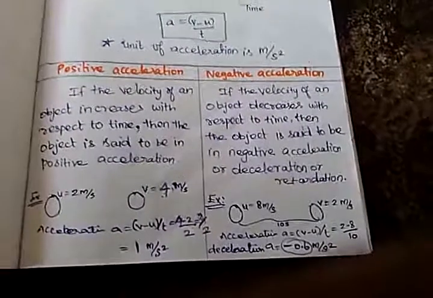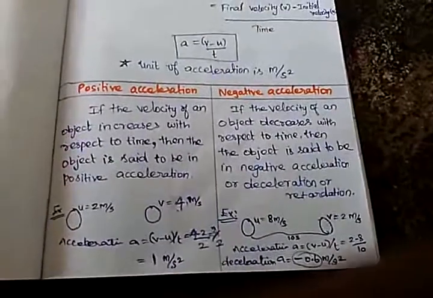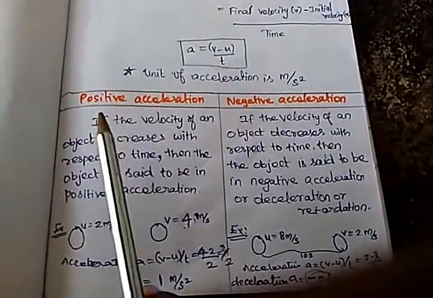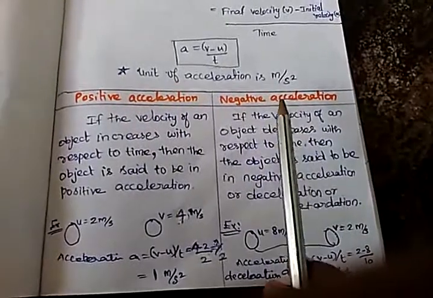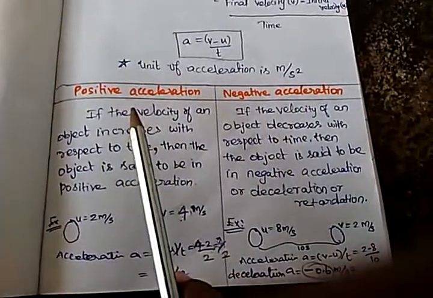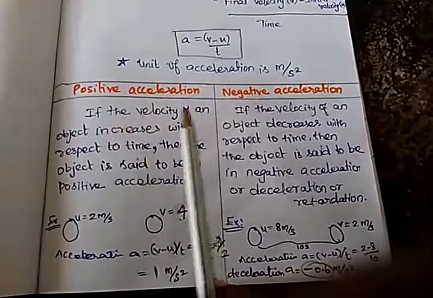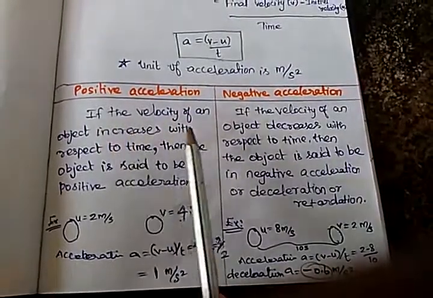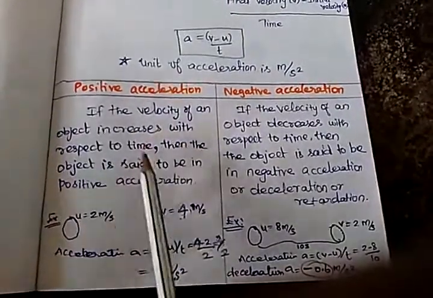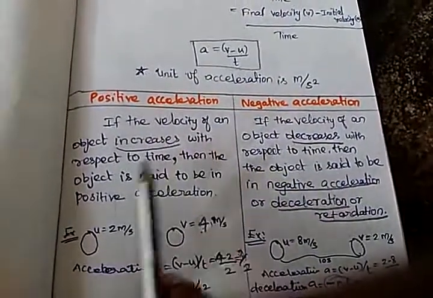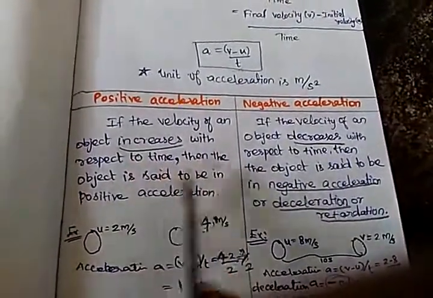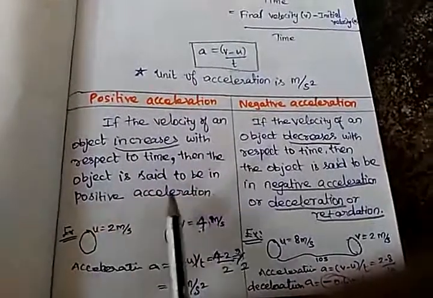Students, then we know there is positive acceleration and negative acceleration. What is positive acceleration? If the velocity of an object increases with respect to time, then the object is said to be in positive acceleration.